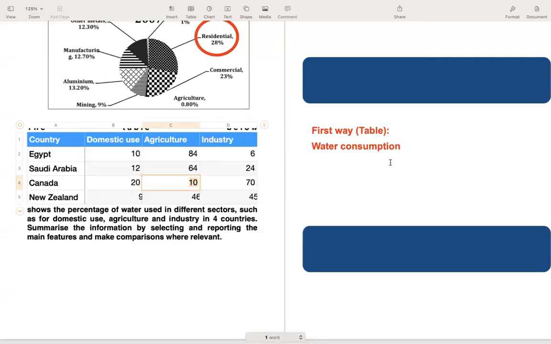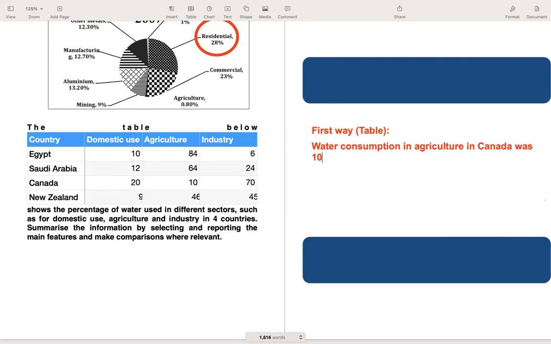Oh, you're missing something. Complete the whole thing first. Water consumption on agriculture, yes, agriculture, in Canada. And then you'll put just was, was 10%. That's it.